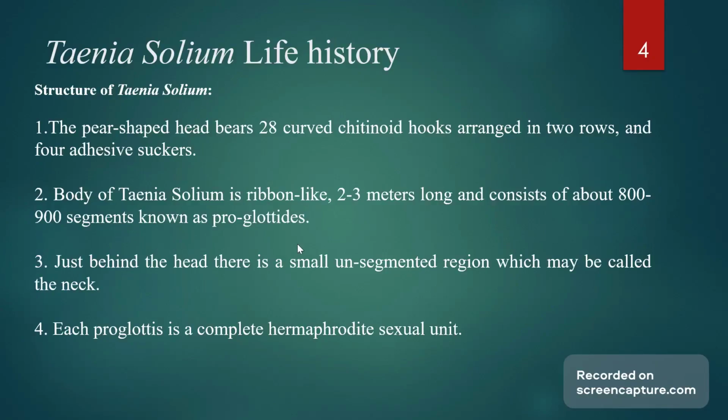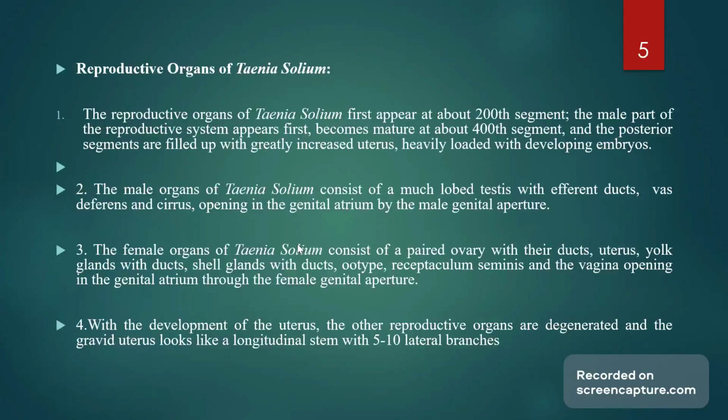Coming to the reproductive organs of Taenia solium. The reproductive organs first appear at the 200th segment. The male part of the reproductive system appears first, becomes mature at about the 400th segment, and the posterior segments are filled up with a greatly increased uterus, heavily loaded with developing embryos.